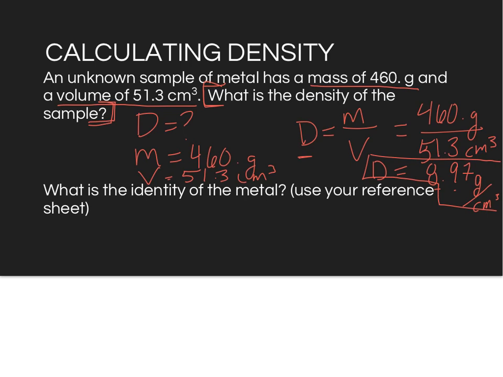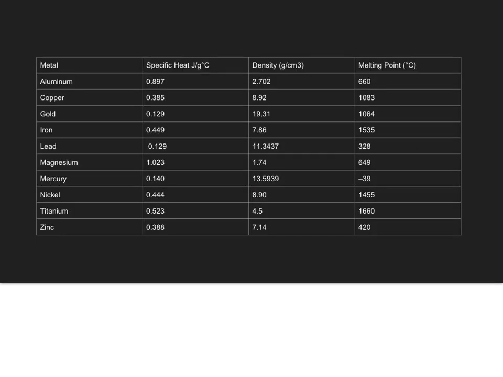All right. The next question says, what is the identity of the metal? As I mentioned earlier, you can use the density. It's an intensive property, so you can use it to identify what a substance is. On your reference sheet, you have a list of about 10 or so metals with their densities listed, as well as some other properties. You can find that on page 1 of your reference sheet.